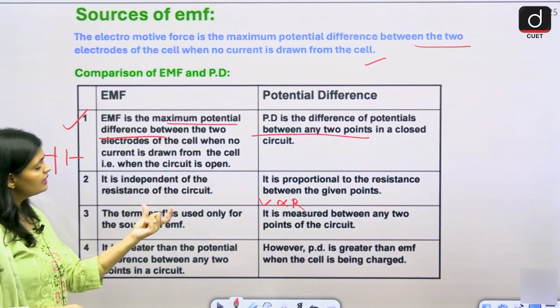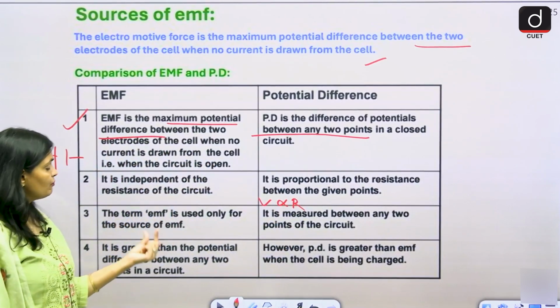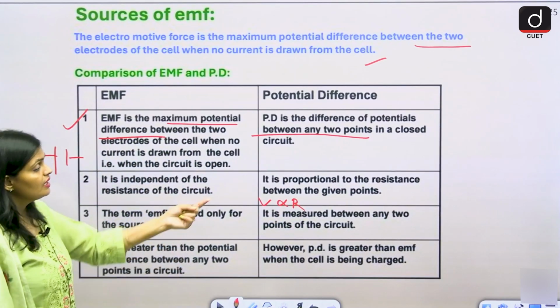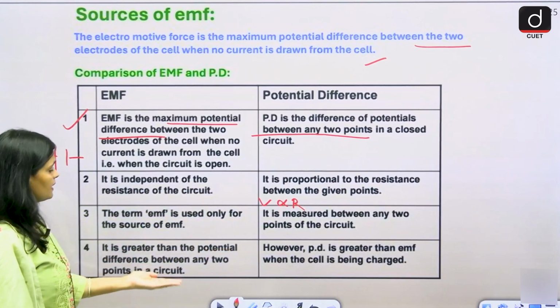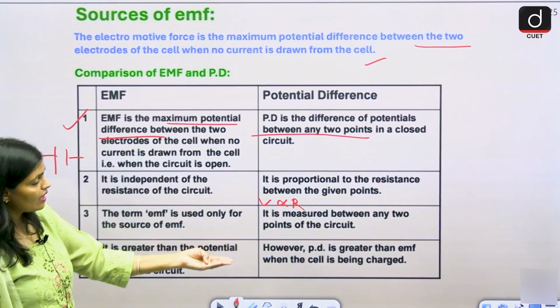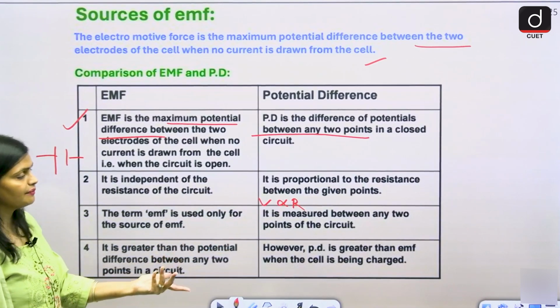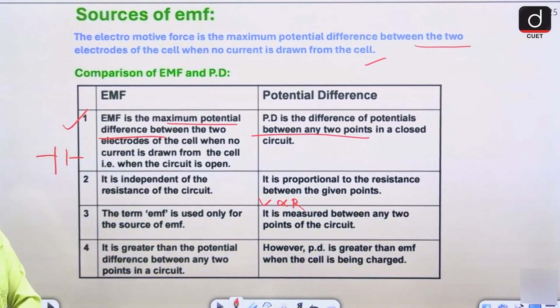The term EMF is used only for the source of EMF. Potential difference is measured between any 2 points. EMF is greater than the potential difference, whereas the potential difference in a circuit is less than the EMF. So, these are some of the differences.